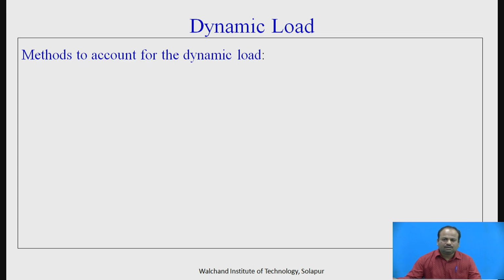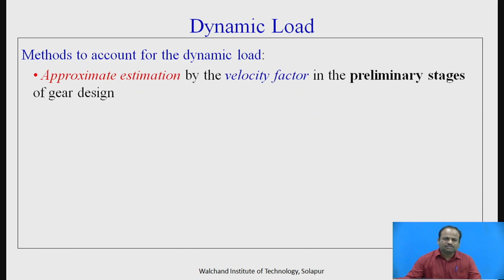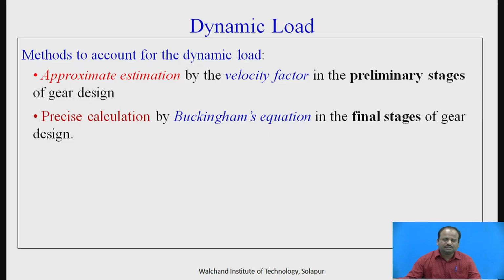So two different methods are there from which we can calculate the dynamic load. First one is approximation estimation by velocity factor in the preliminary stages of the gear design. Next one is precise calculation by Buckingham's equation in the final stages of the gear design. Initially, for the sake of simplicity, we can take the velocity factor. After that, we need to calculate with the help of Buckingham equation, so that we will get the actual dynamic load.